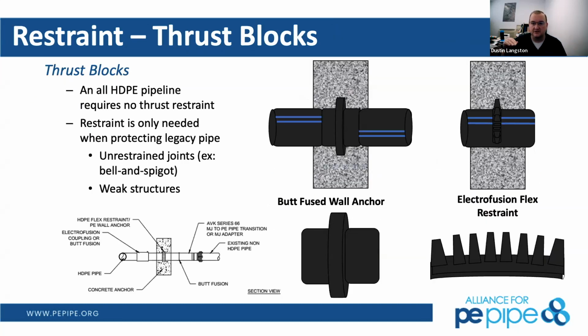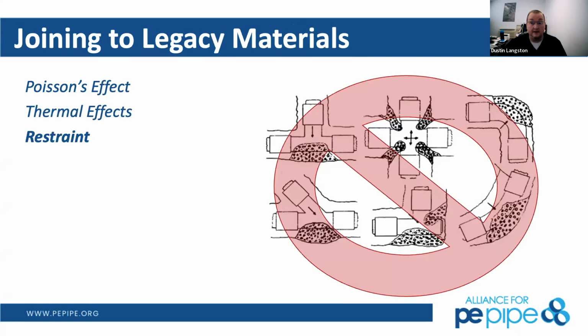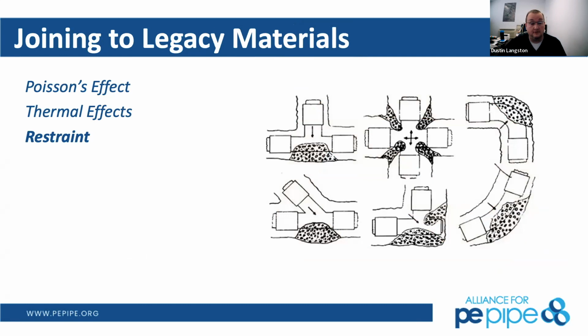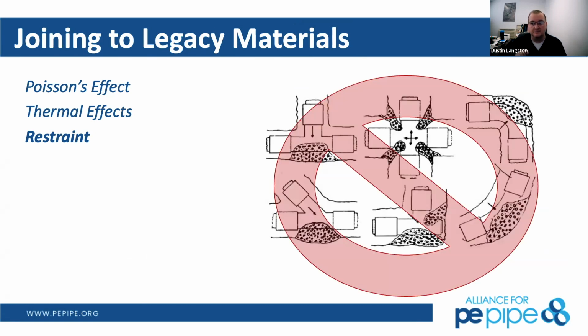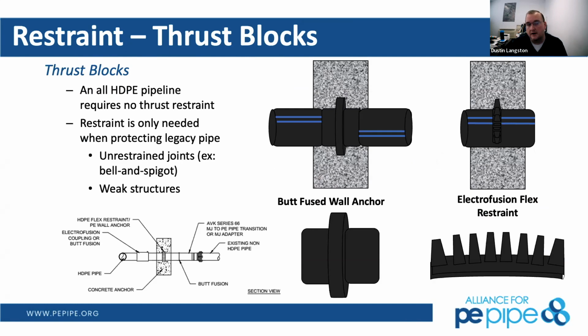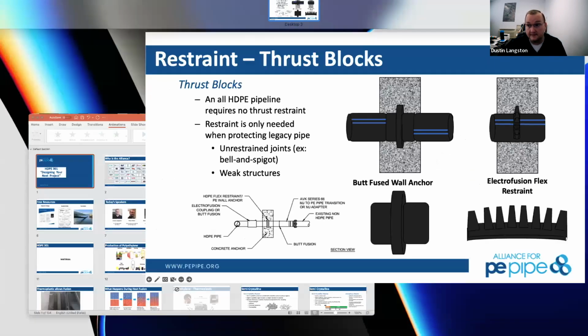Alan, go ahead and back up. That was a great slide you were just going through, showing that with HDPE pipe, there is no thrust blocking when it comes to directional changes, when it comes to Ys, Ts, elbows, anything like that. There's no need for any thrust blocking for HDPE pipe. It is purely when transitioning to another unrestrained pipe system that's not polyethylene.